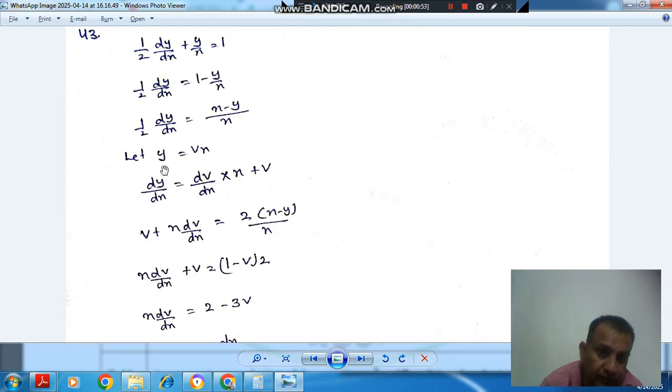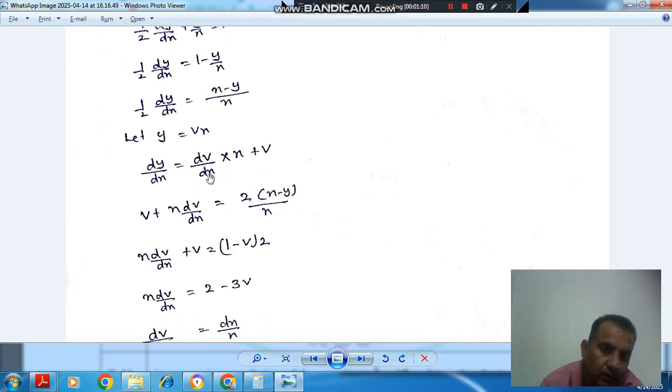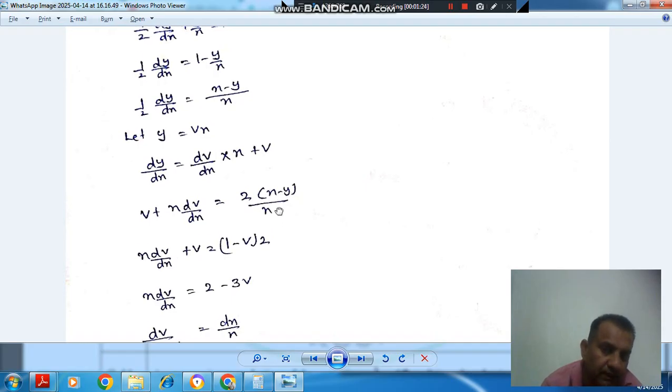Differentiating with respect to x, dy/dx will be equal to, here we will use the product rule: keeping x the same, differentiating v with respect to x, it will be dv/dx into x, keeping v the same and differentiating x with respect to x, it will be 1 into v. Now this dy/dx can be written here, and this 2 can be taken here. So 2 times (x - y) divided by x.